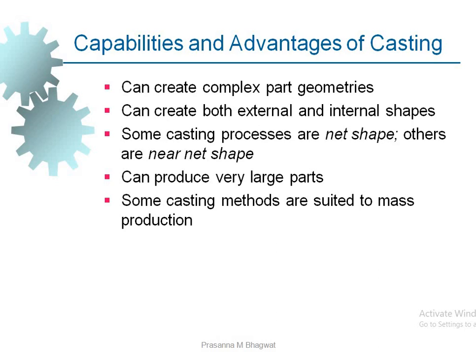So what are the advantages of casting? You can create complex part geometries, and you can create external and internal shapes. Some casting processes are net shape, others are near net shape, you can produce very large parts, and some casting methods are suited to mass production. So these are some capabilities and advantages of casting.